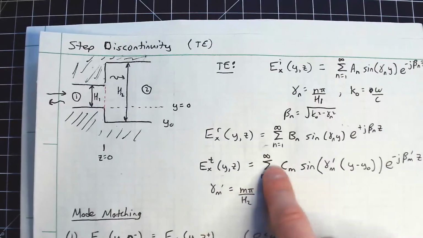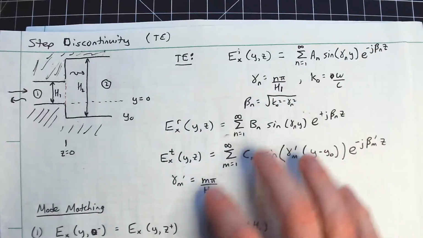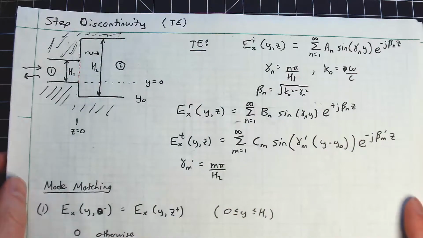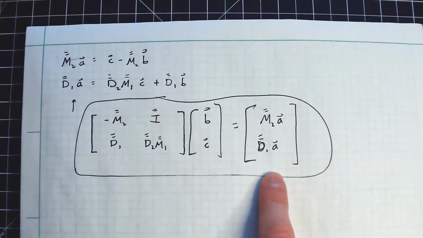And I will now have essentially the solution to all of the electric fields everywhere in space. And if I know all the electric fields, I will also know all of the magnetic fields, and you have a solution. Okay, so it's a little complicated.